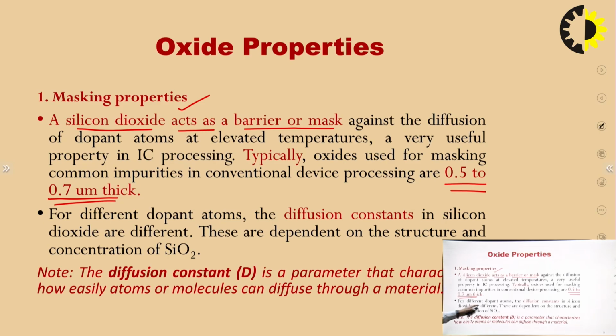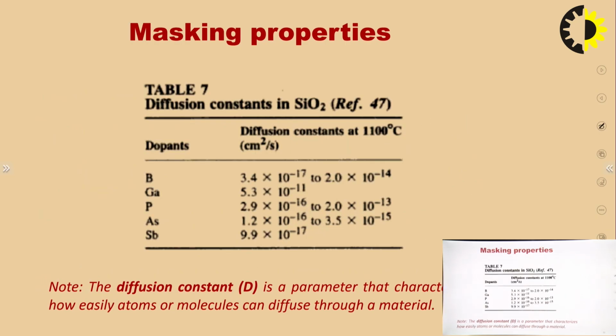For different dopant atoms, the diffusion constant in silicon dioxide is different. And diffusion constant actually decides the oxidation layer thickness. So, this is a value of diffusion constant for different kinds of dopants.